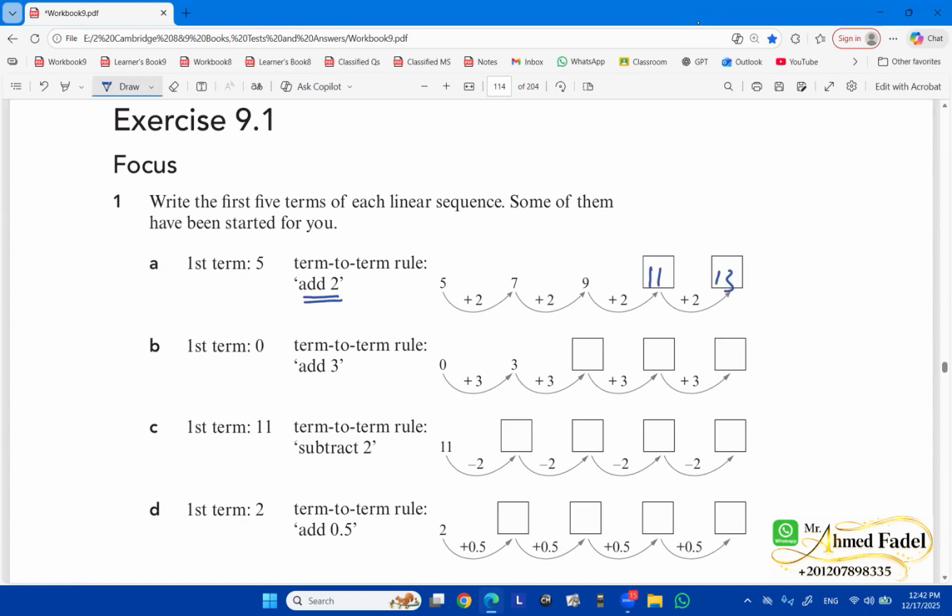13. The next one over here, they're saying the first term is 0, and the term-to-term rule is add 3. So this is going to be 6, 9, 12. Next one here is minus 2. So this is going to be 9, going to be 7, 5, 3. The last one over here is add a half. So this is going to be 2.5. This is going to be 3, 3.5, and this is going to be 4.